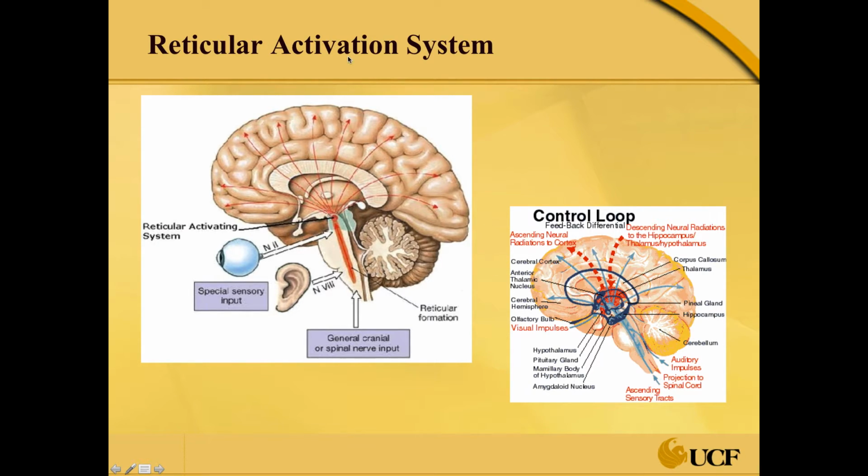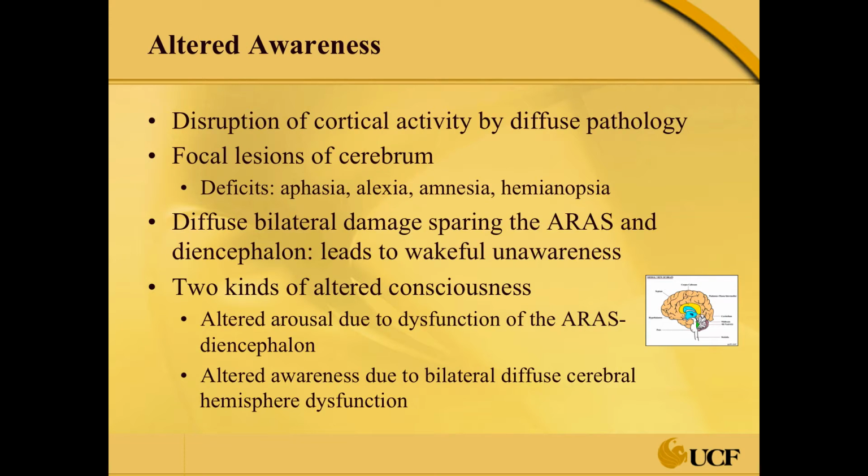All right, so all in all, this is the reticular activating system, and that's involved in our arousal, and any kind of pathophysiology that occurs of this particular system is going to impair arousal. Altered awareness is a disruption of cortical activity by diffuse pathophysiology, I should say, or focal lesions of the cerebrum. These can cause things like aphasia, alexia, amnesia, and hemianopsia.